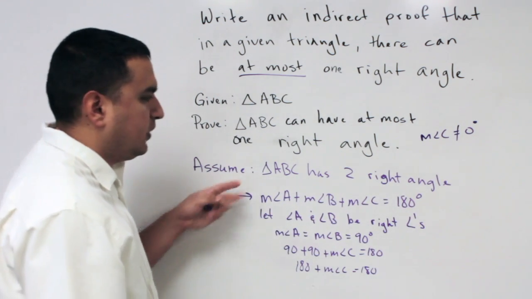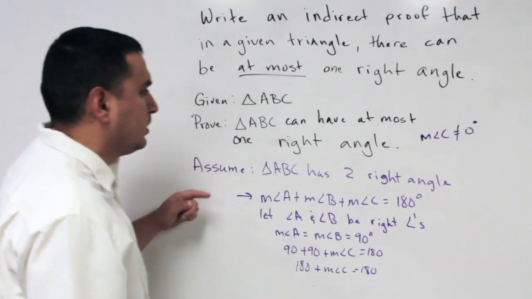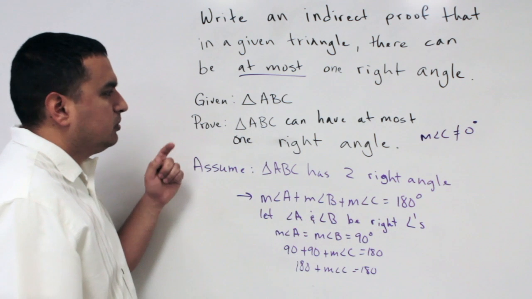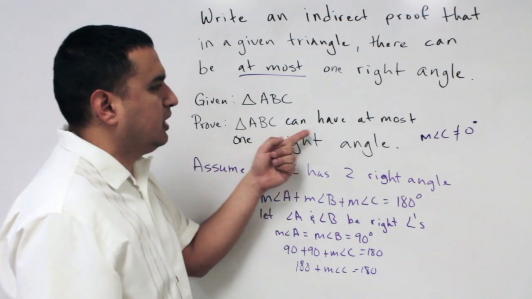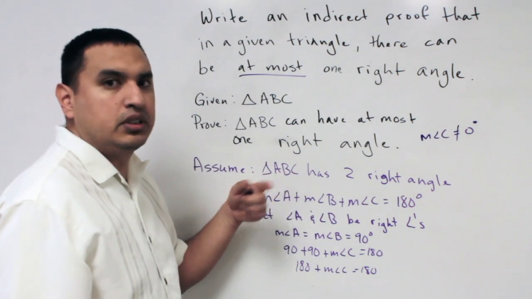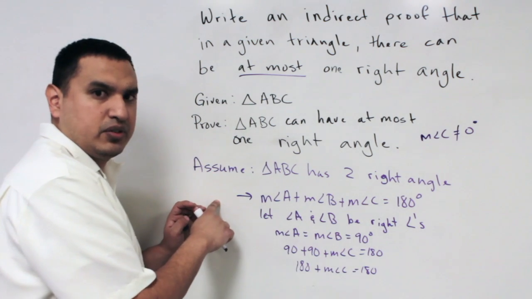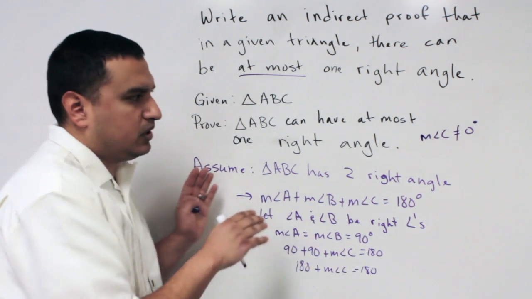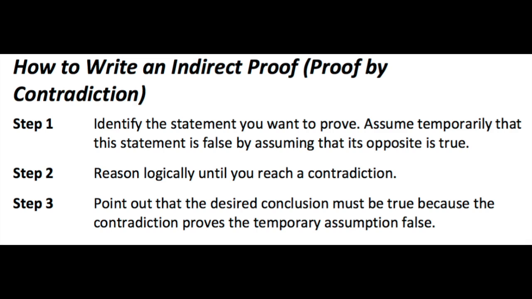So if I have more than one right angle, I don't have a triangle, which means that this proof statement, the triangle ABC can have at most one right angle, has to be true because this assumption gave us an impossibility. These are the steps used in writing an indirect proof. You might want to take a minute to write these down and have them in your notes.